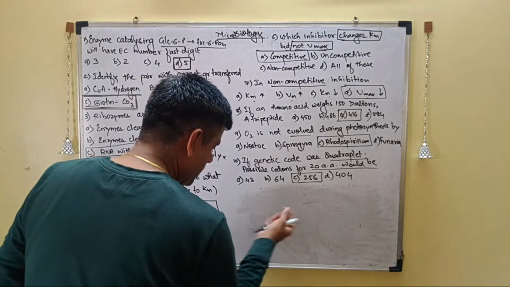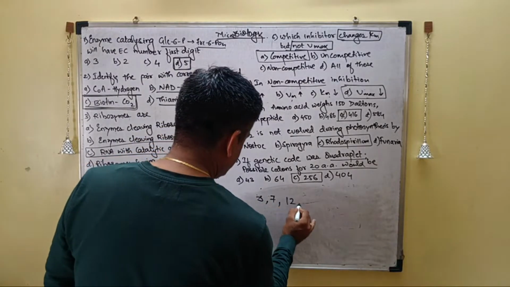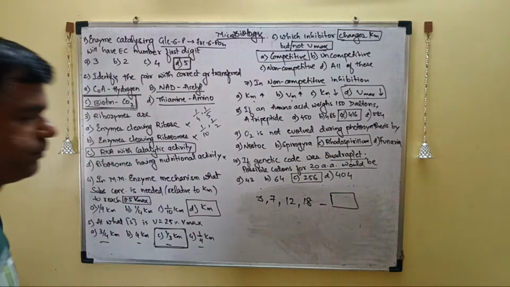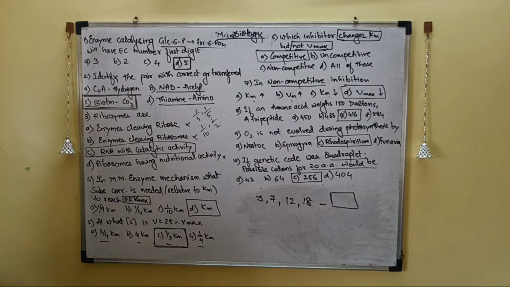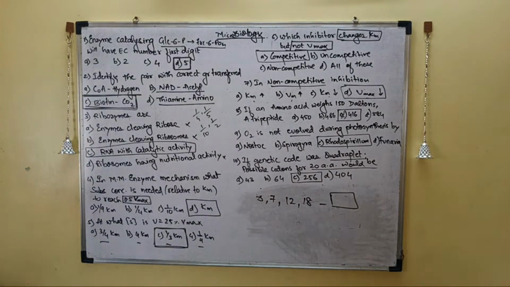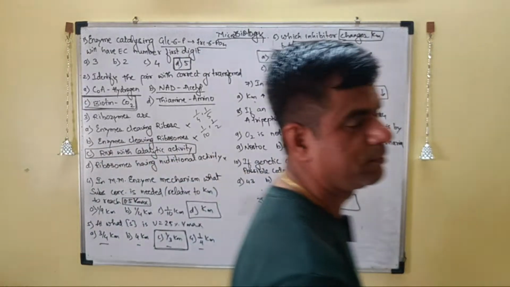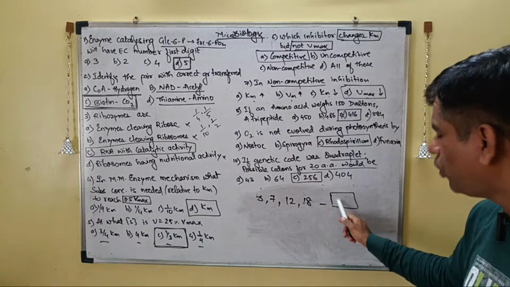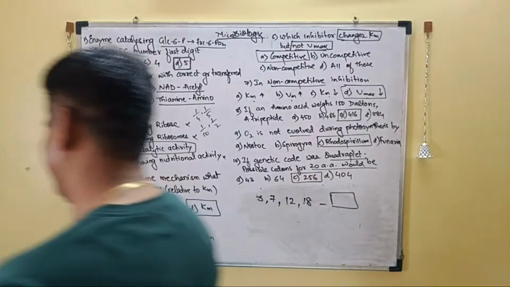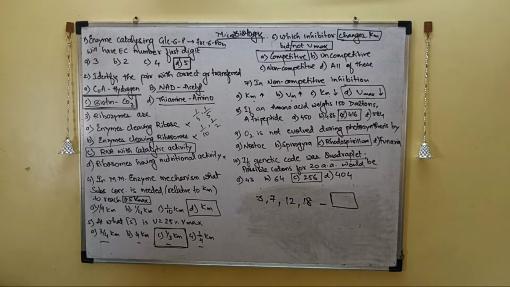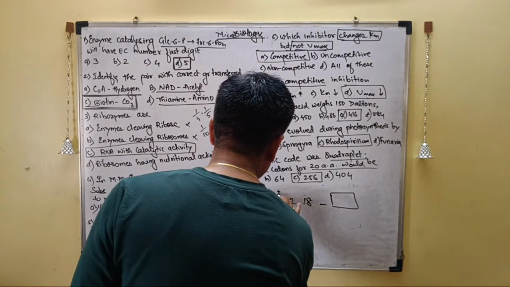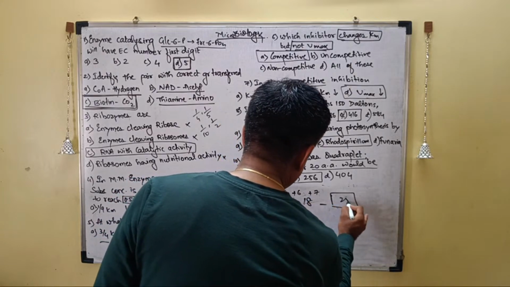But anyways, you have 3, 7, 12, 18. What comes next? Wonderful. It is 25. So this is plus 4, this is plus 5, this is plus 6, this is plus 7. So next would be 25.